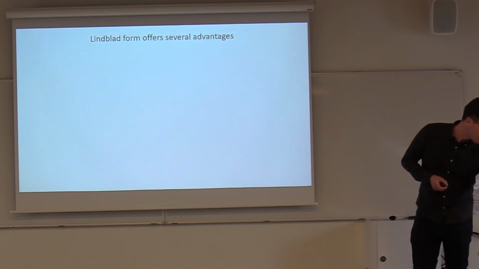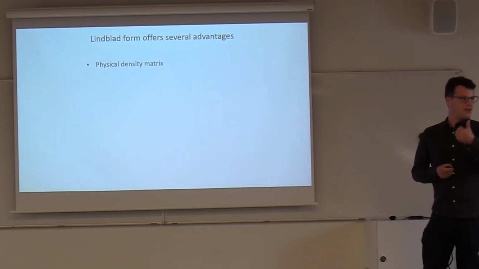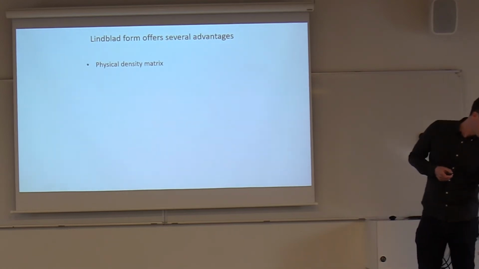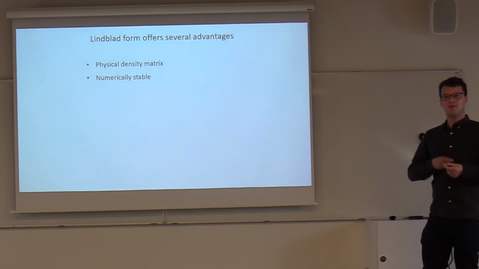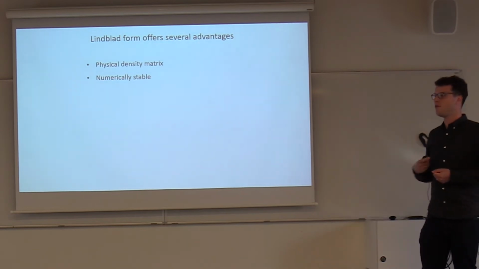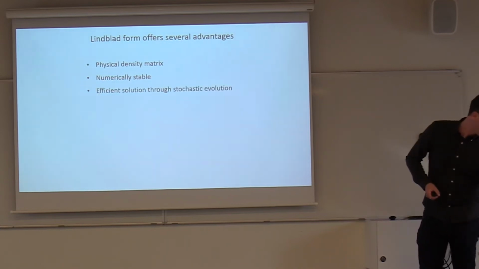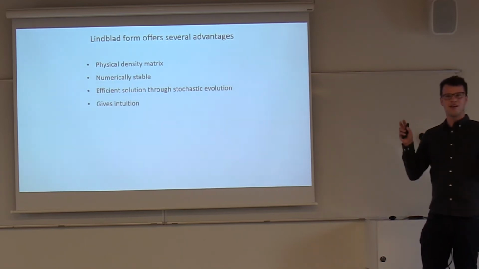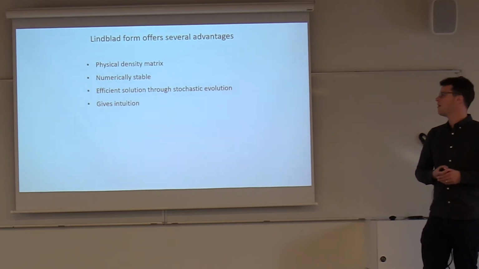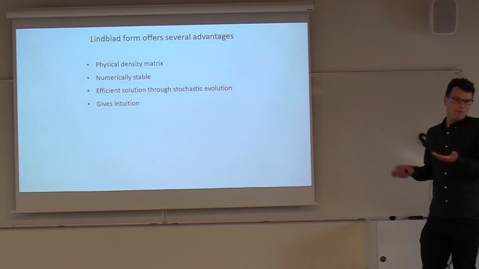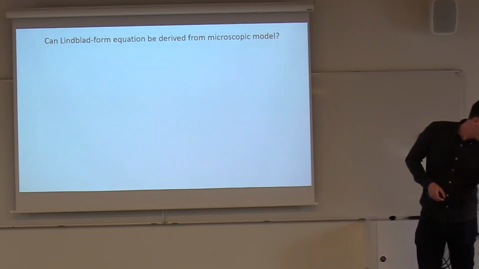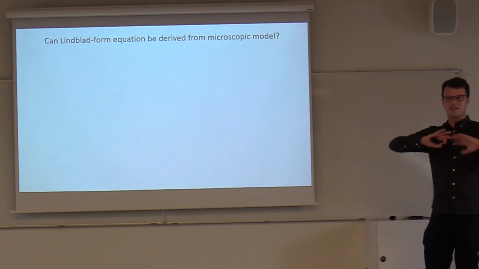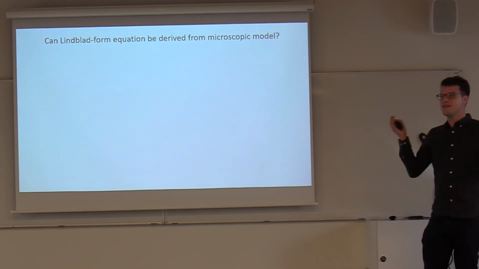So there are several advantages of the Lindblad form. It preserves the physicality of the density matrix. It's numerically stable. This procedure that I gave before is guaranteed to converge to something, and it's very efficient to use. And it also gives you some intuition, like knowing the jump operator, you know what the incoherent processes of the problem are. And having intuition about a problem is very important in physics. So this was just based on some very general mathematical considerations.